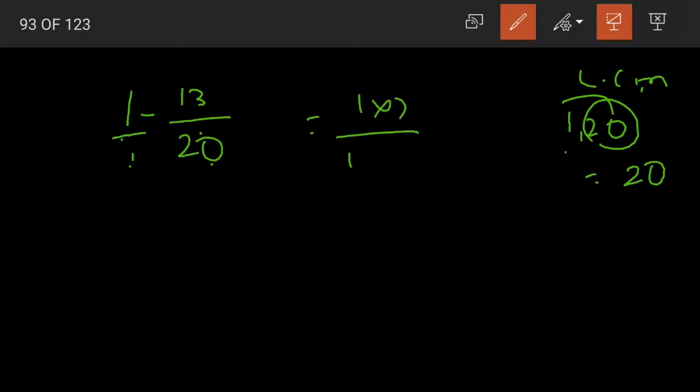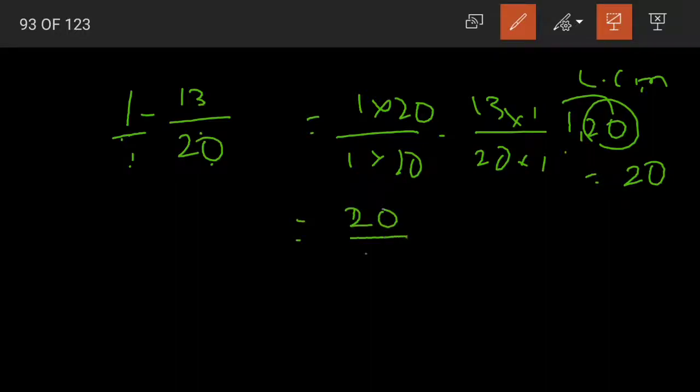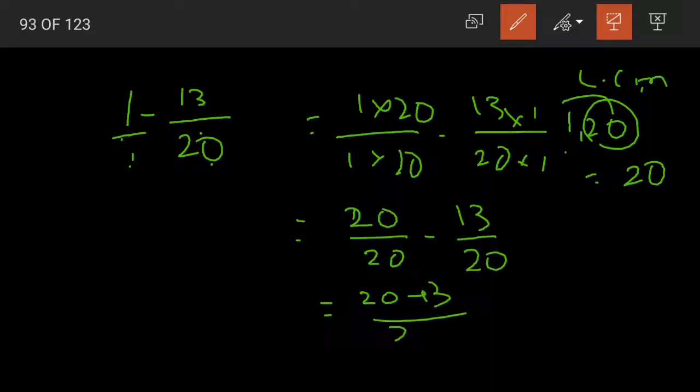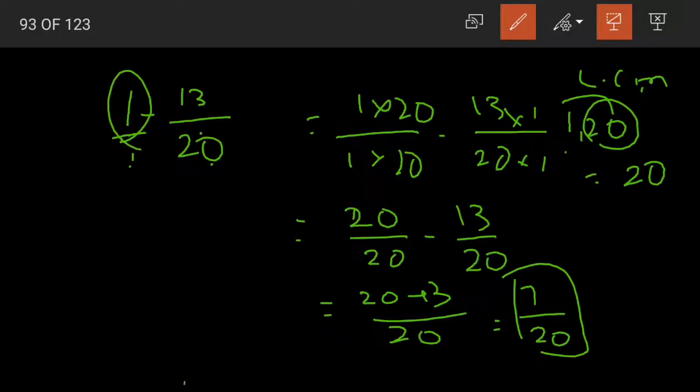So 1 into 20 minus 13 by 20 into 1 into 1. So 20 by 20 minus 13 by 20. When we subtract, we are left with 7 by 20. We are only left with 7 by 20 of the whole money. Here the whole is considered as 1.